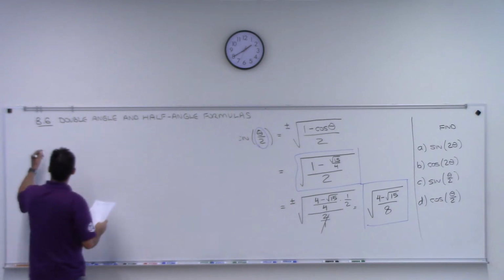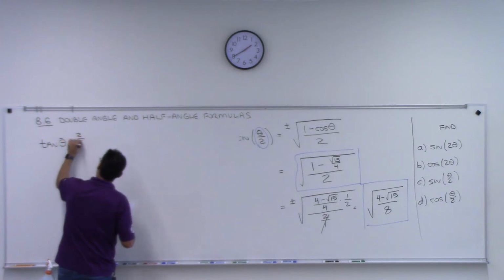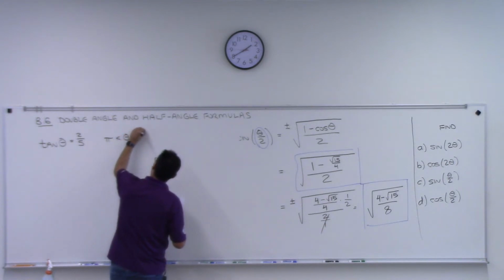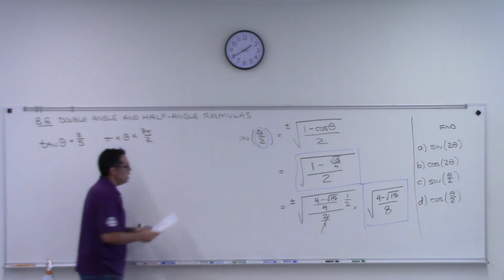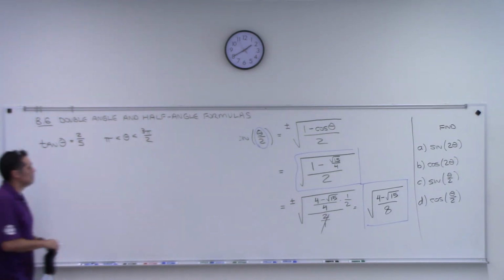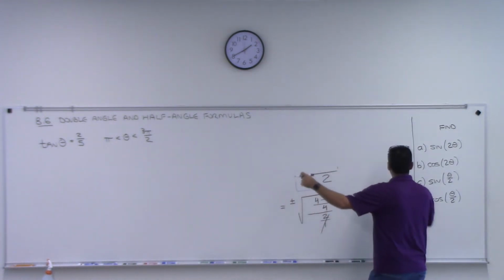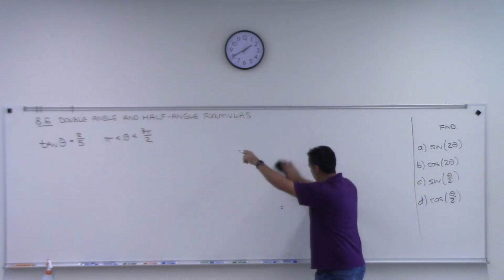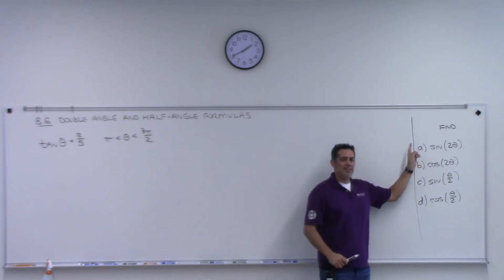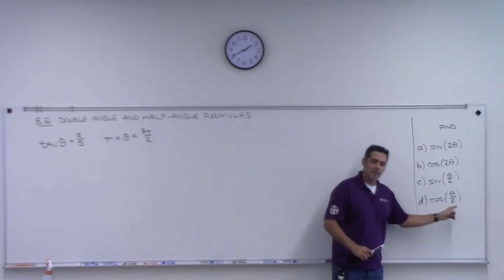So how about this? I'm going to tell you that tangent theta is 2/5. I'm going to tell you that pi is less than theta is less than 3 pi over 2. And I'd like us to find the same things that I asked for over there. I just gave you information about what angle? Tangent of what angle? Theta, right? And I want to know what sine of 2 theta is, cosine 2 theta, sine half of theta, cosine of half of theta, right?